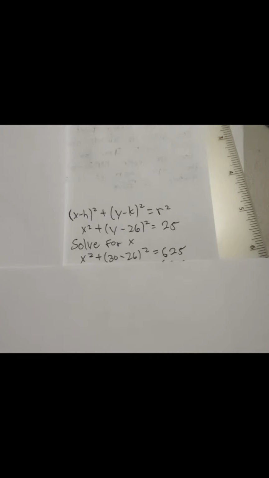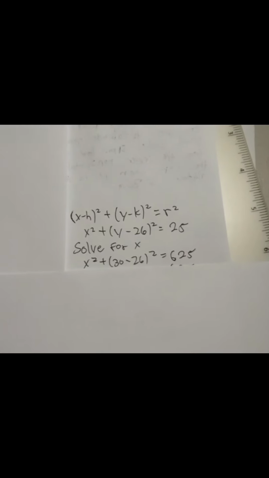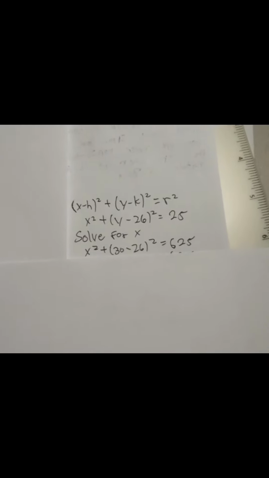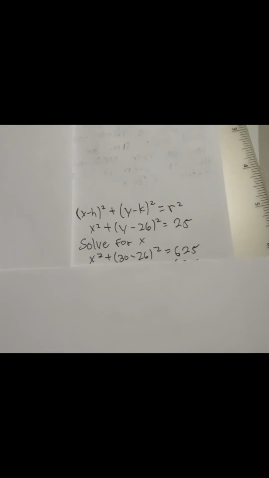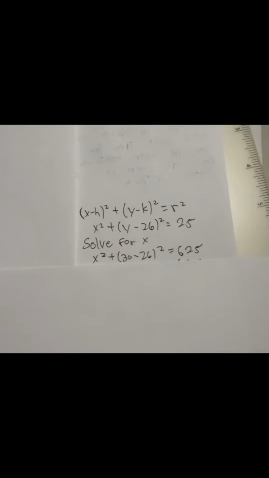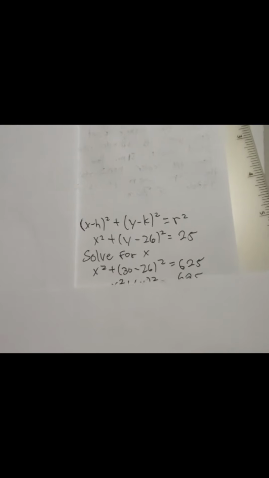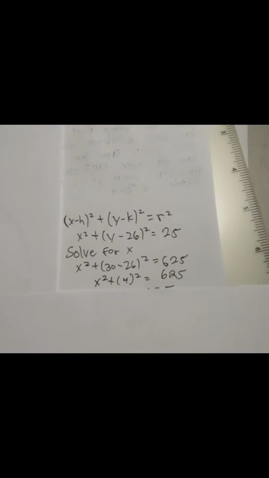Again, we need to know how far from the y-axis the car is if our altitude is 30 meters. Therefore, we are looking for the value of x if our y is 30 meters. I change y to 30 because we are finding x if our y is 30. So 30 minus 26 is equal to 4, squared.